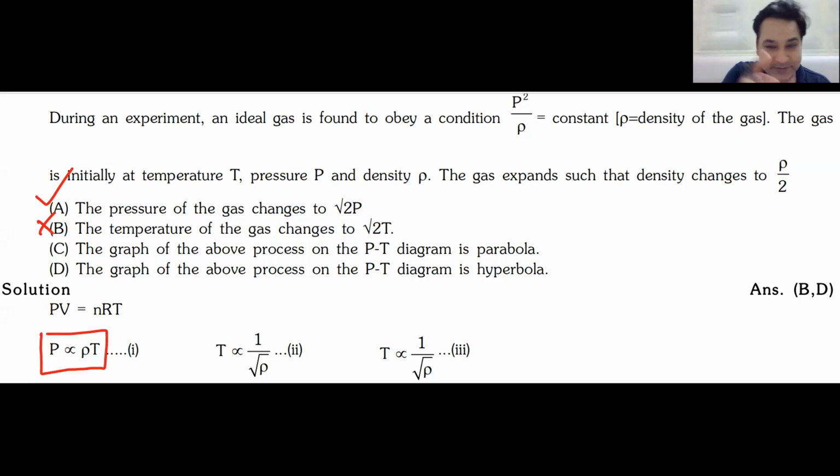P is equal to rho RT by M. Two or three times we have done questions on this. Rho RT by M. R is constant, M is constant. So P is proportional to rho into T. But P square by rho is constant. So you can find the relation between P and T. Yes or no? It will come as a hyperbola.